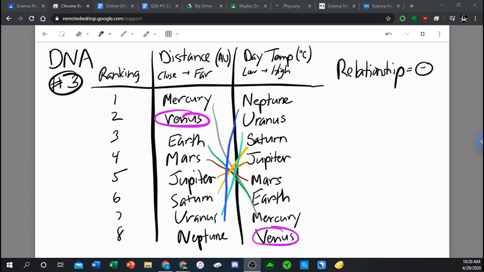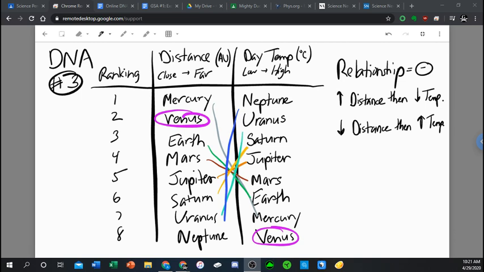Relationship is negative, okay? If distance is increasing, then temperature decreases, right? If distance is decreasing, so you start going towards the sun, then temperature increases. So we're taking common sense, but we're just putting it into logic. We're breaking down why this happens.